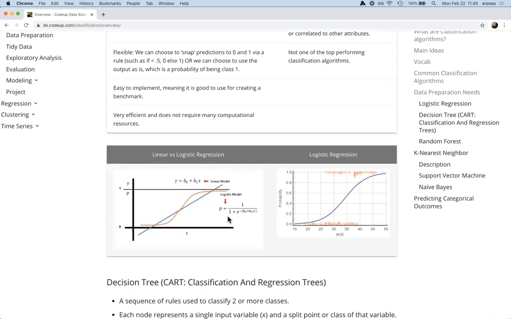So logistic regression is a little similar to a linear regression, except we're getting odds. We're getting probabilities that an observation is one value or the other.